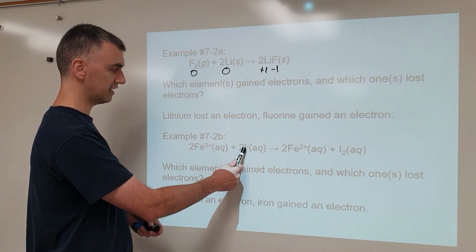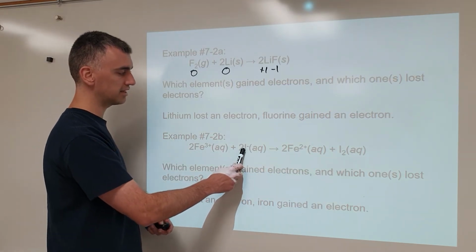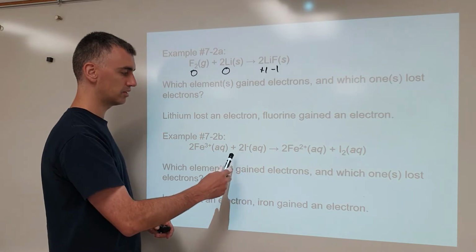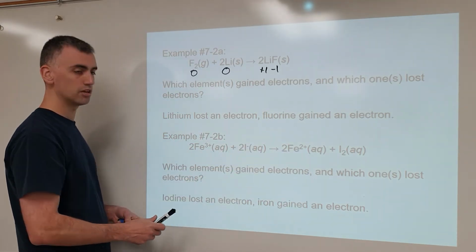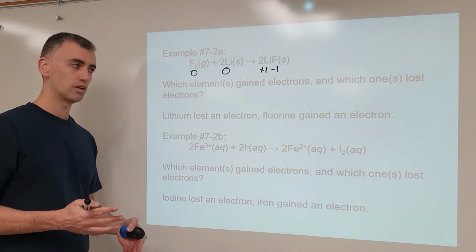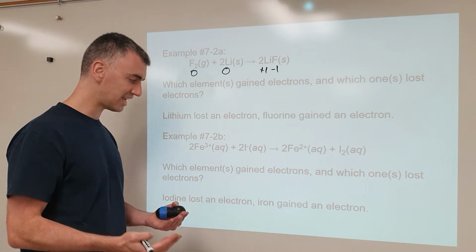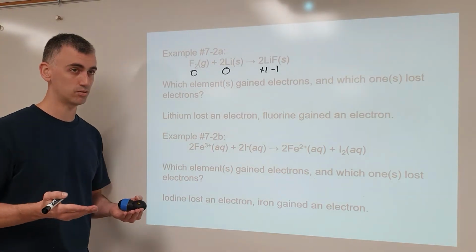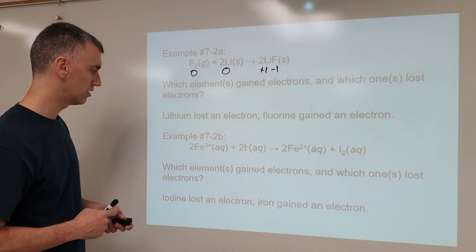And the iodine went from -1 to 0. So in this case, the iodine lost negative charge. That's how it went from -1 to 0, so we say it lost an electron. So remember, I said earlier, metals tend to lose electrons, but it's not always the case. This is an exception. Don't depend on generalities too much. You have to look at the specific situation.